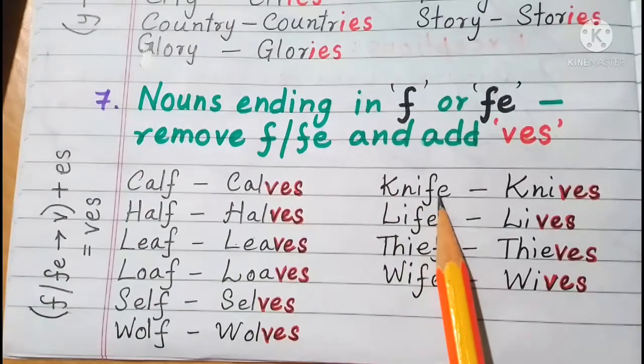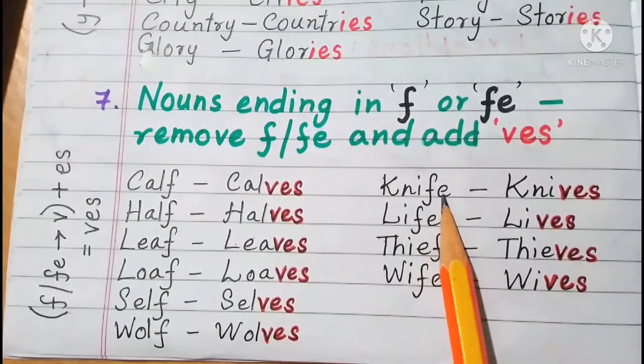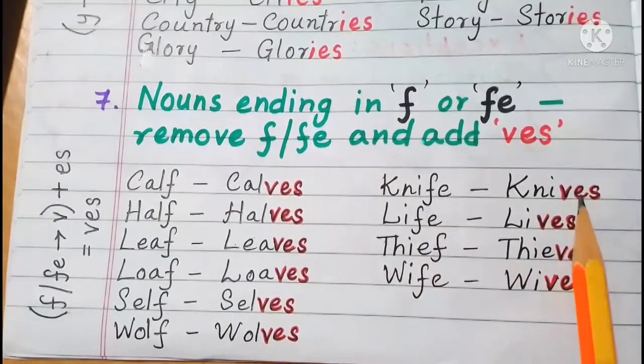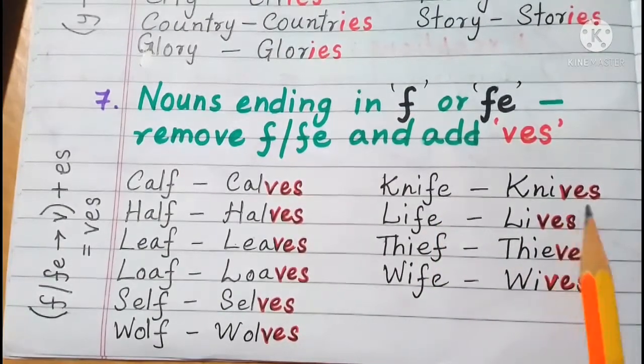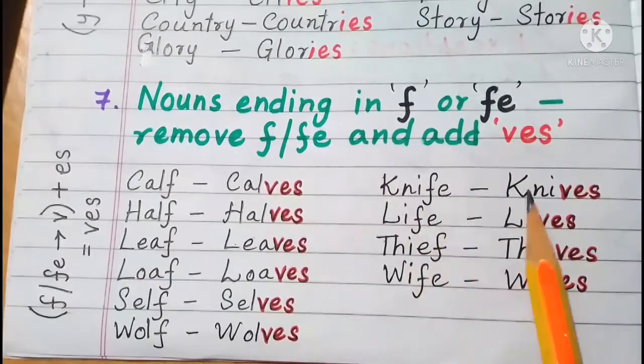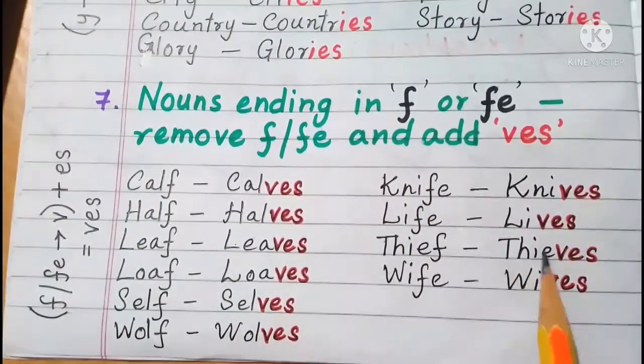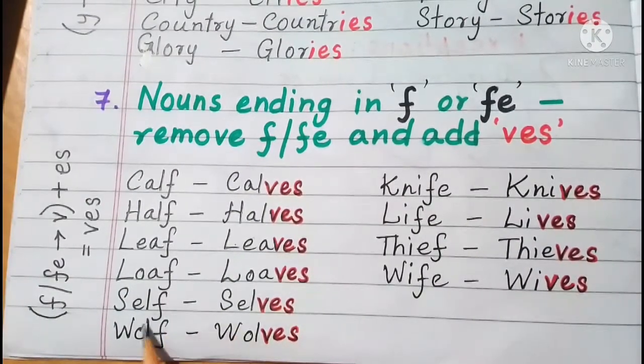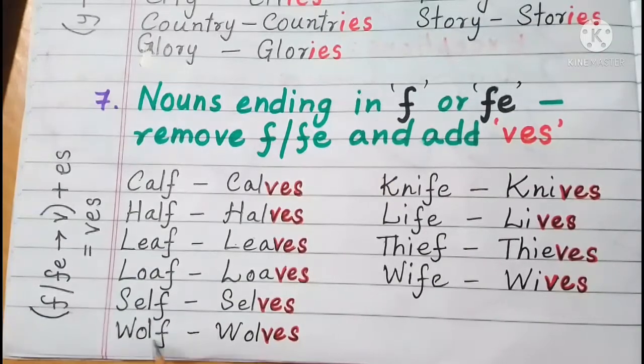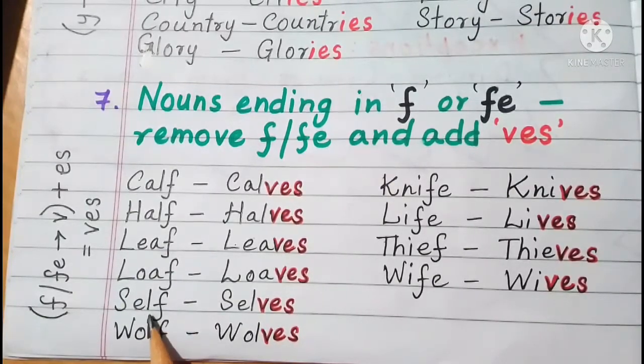Coming to fe: knife. You remove fe and add ves here. I hope it is clear. So knife becomes knives, life becomes lives. Thief, thieves, wife, wives. Here, wolf, wolves, self, selves, loaf, loaves, leaf, leaves.